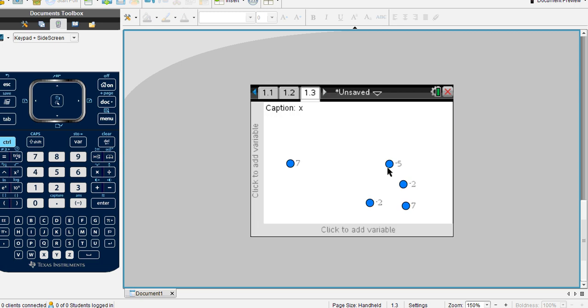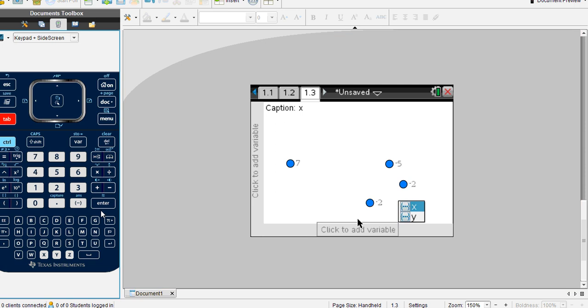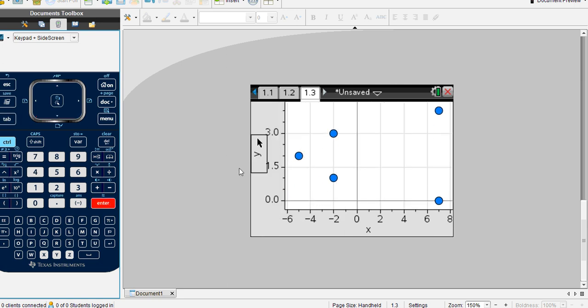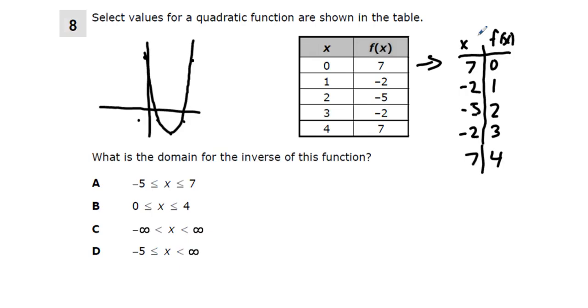And we should see our points there, and they're kind of randomly assigned. So we go to tab and choose X, and then go to tab again, choose Y. That's what our sideways parabola looks like. You should be able to see that our far left is -5, and we're going up toward positive infinity. So the domain of its inverse function is going to be starting at -5 and going up toward positive infinity. D is our correct answer.